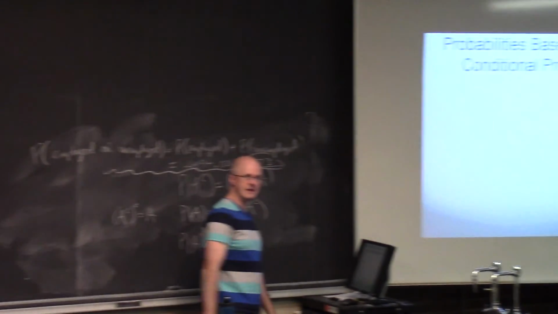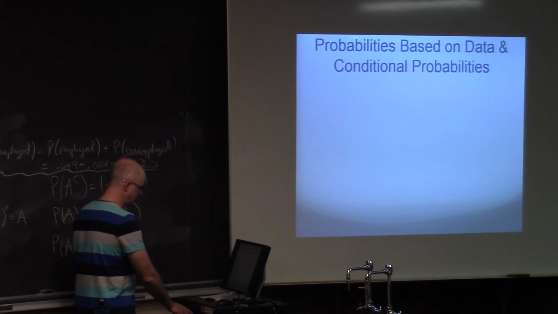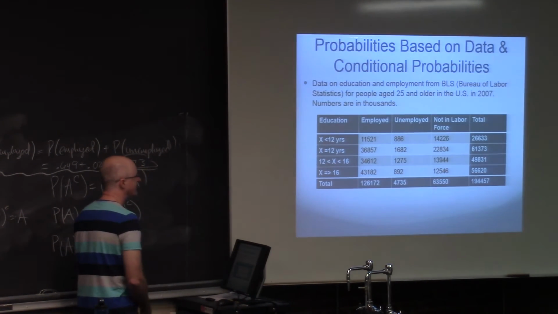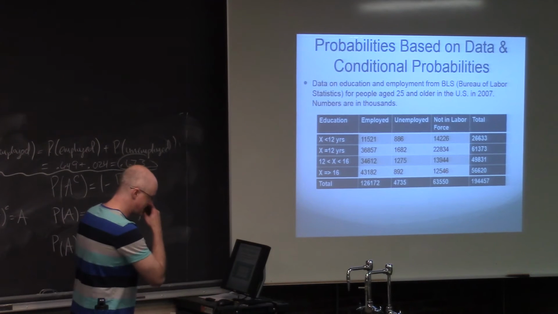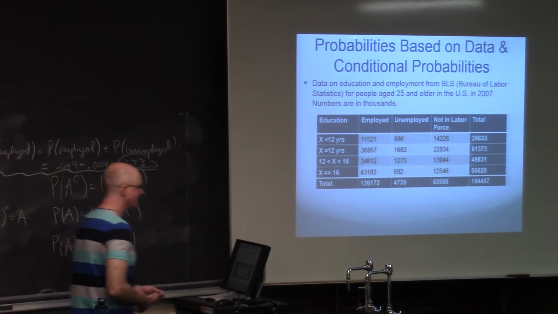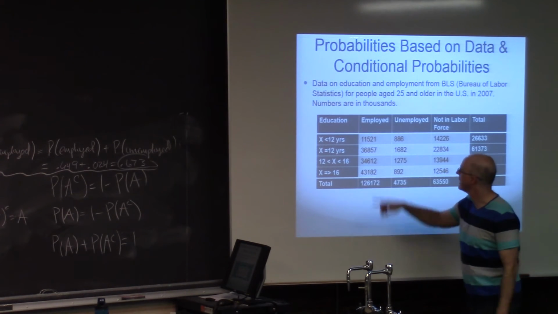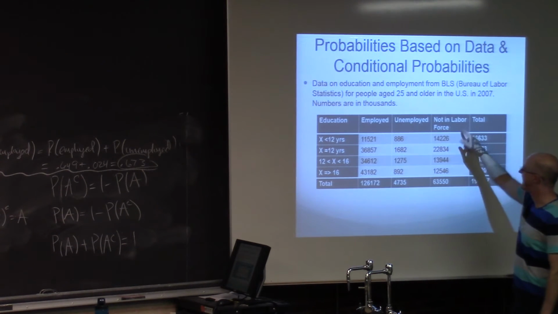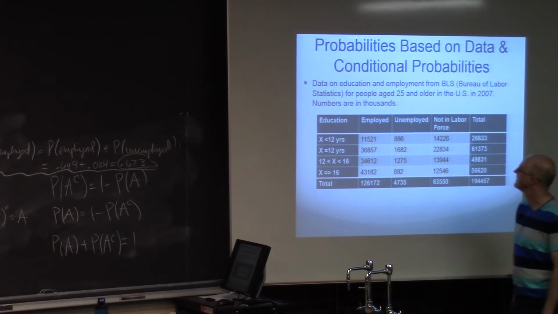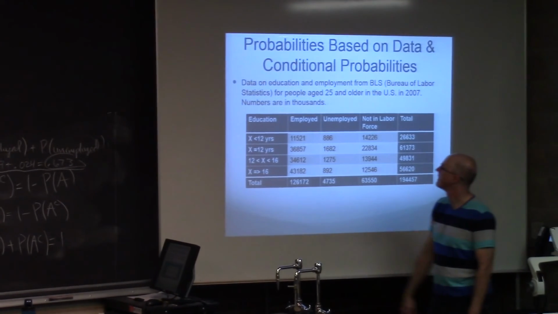Here's more data related to the same thing as well as education. It's good to group this data into a table. So we've got 3 categories for these adults, directly related to your question: employed, unemployed, and not in the labor force. You're not looking for a job.